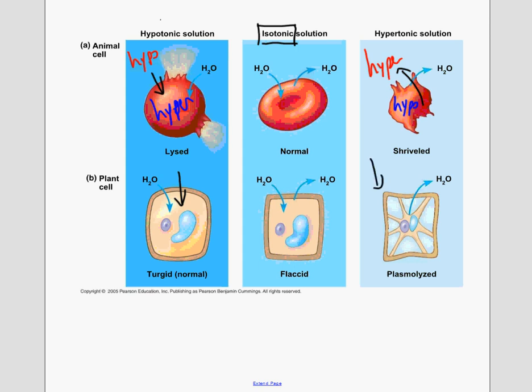Or in a plant cell's case, it's going to cause it to plasmolyze, or the cell membrane will actually separate from the cell wall.